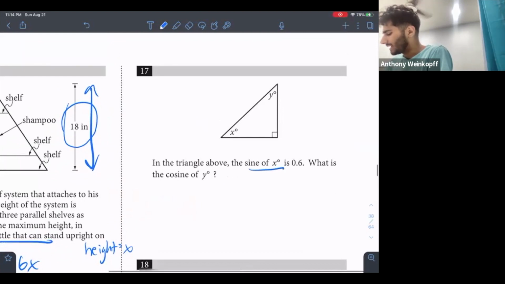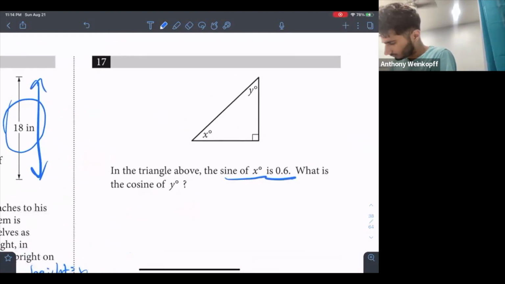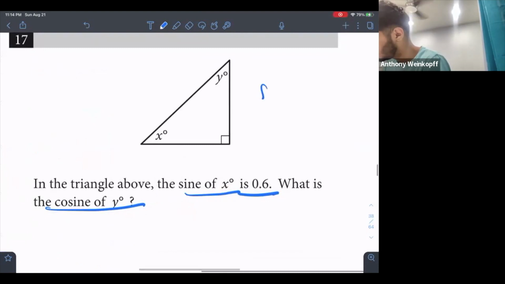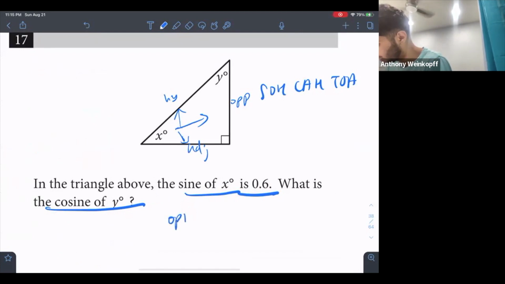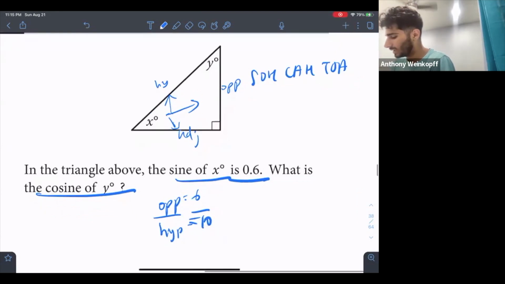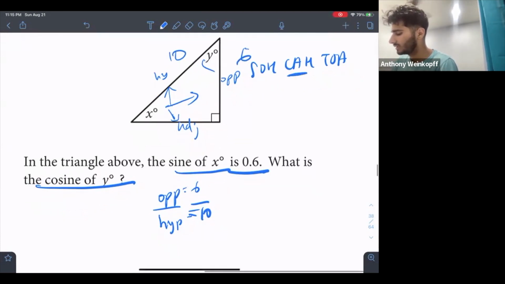17. In the triangle above, sine of x is equal to 0.6. What is the value of cosine y? So sine of x is opposite over hypotenuse. Sine of x is 0.6, so the opposite side is 6 and the hypotenuse is 10. And then what we could do is find cosine of y, since we know this is 10 and this is 6. Cosine is adjacent over hypotenuse.